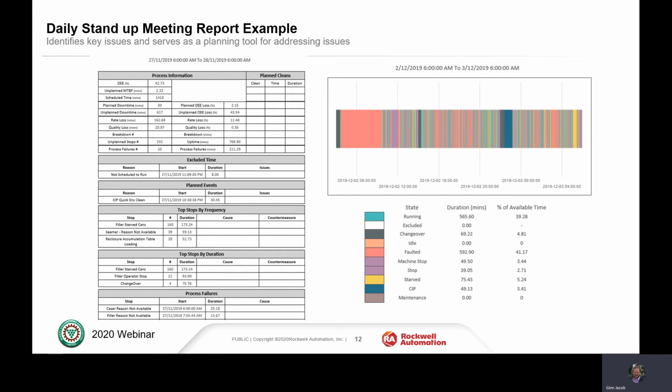So you hear about the 5 whys of continuous improvement. This probably gives you the first 1, 2, 3 layers of whys in one page, so that you can start to have some efficient, productive conversations with your teams on how we can improve the line going forward.